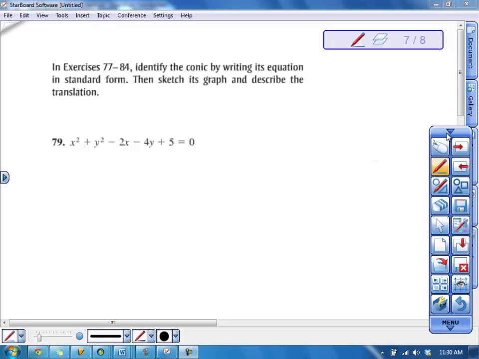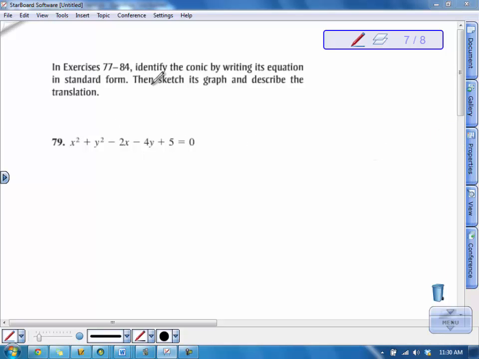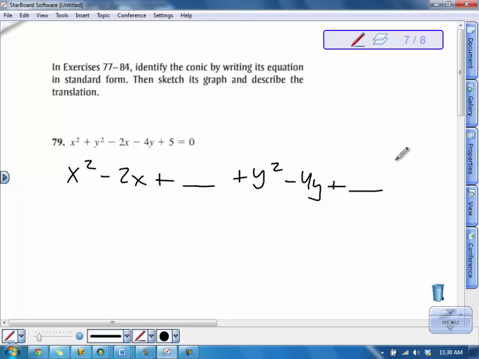Okay, know how to take a conic section like this and then put it in standard form, sketch a graph, and describe what it is. So what you're going to do is you're going to complete the square. So I'm going to have x squared minus 2x plus something else. All right, and then I'm also going to have the y squared, so I'm going to have plus y squared minus 4y plus something else is equal to negative 5, so I'll move the number over to the other side.